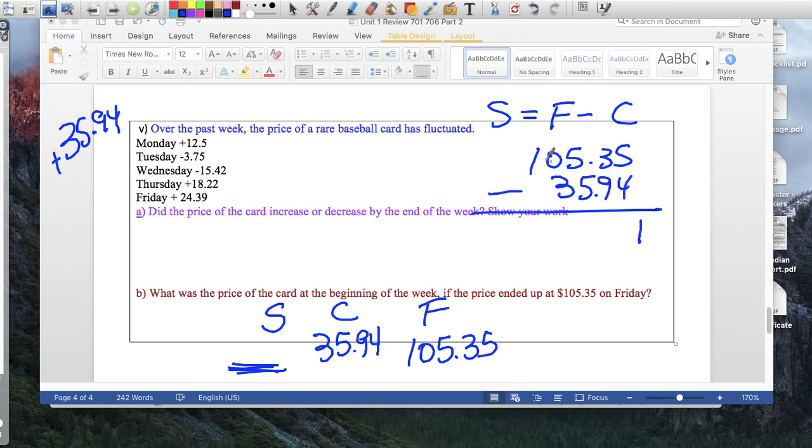Subtract, borrow from here, that becomes a 0. This becomes a 10, which becomes a 9. This becomes a 15, which is going to be a 14. That becomes a 13. 13 minus 9 is 4. 15 minus 5 is 9. And this. So at the beginning of the week, my card was only 69.41. Like it had a great week, right? A lot of people started getting interested, and it shot up $35.94, and my card is now valued at 105.35.